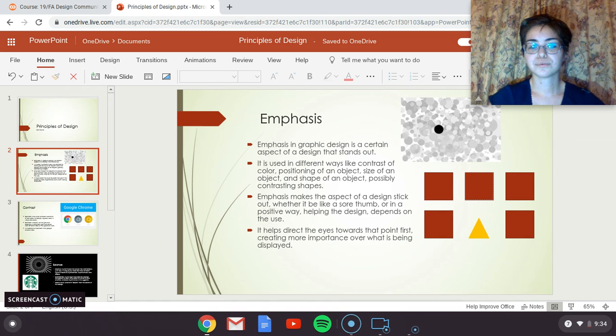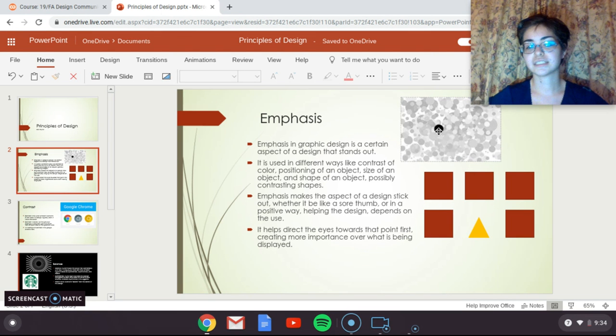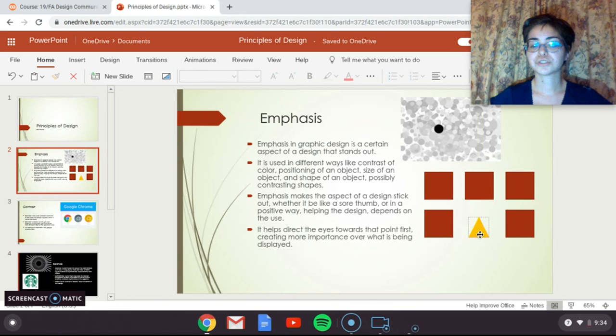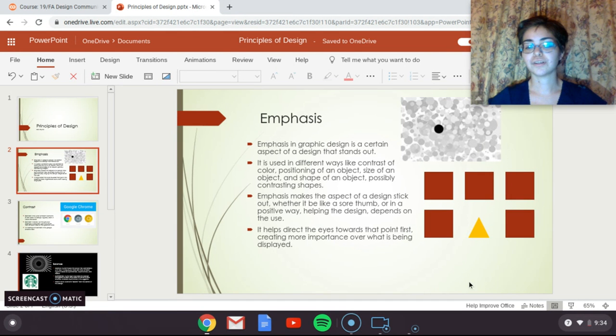So some examples. This one is a dark black circle amidst a sea of different hues of gray circles, and this small triangle in the center of these different dark red squares.